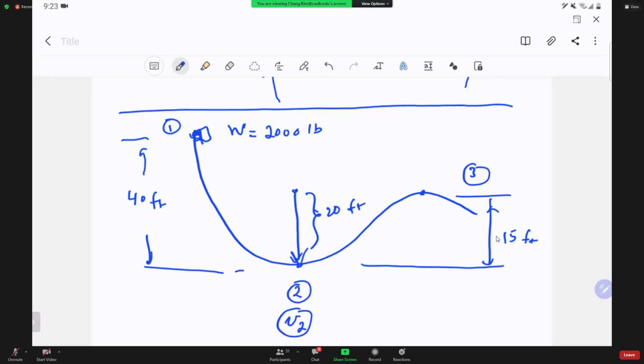First, I wanted to find the velocity when this cart was let go and this guy passes through here. I wanted to find the velocity.